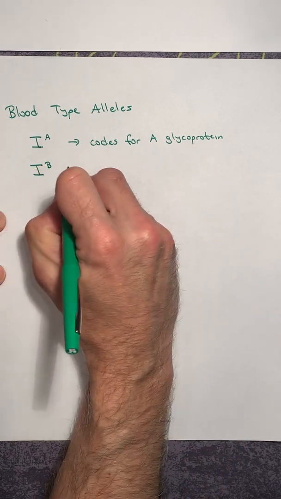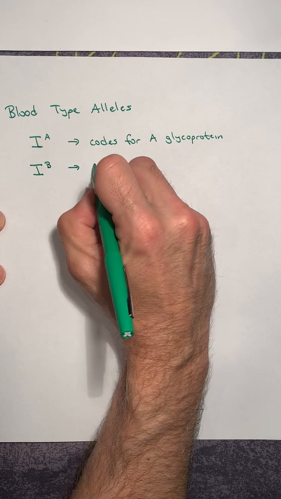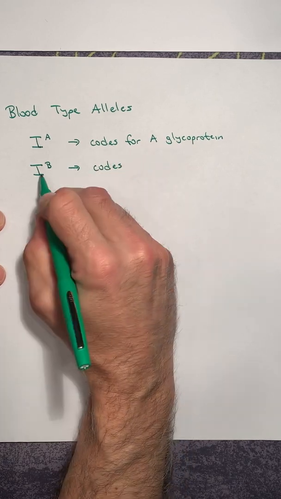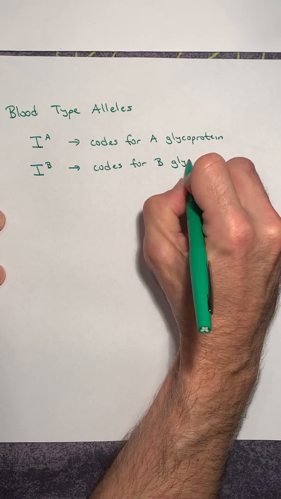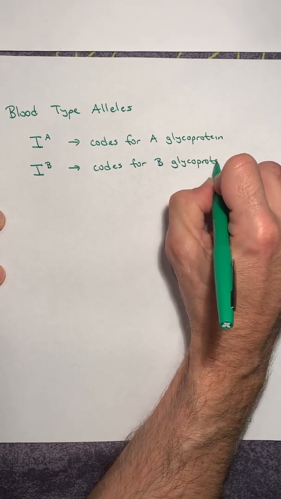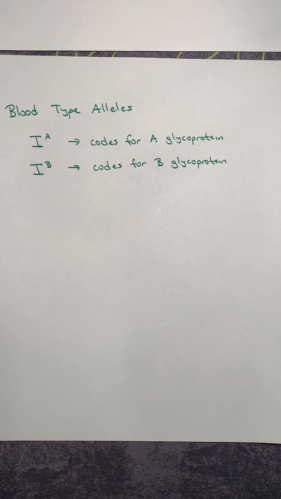Then the allele for B is again capital IB. IB, get it? Codes for the B glycoprotein. But then you know there's a third choice. There's the people who have type O blood, but there's no such thing as the O glycoprotein. It's the lack of expression. It's the lack of A or B.